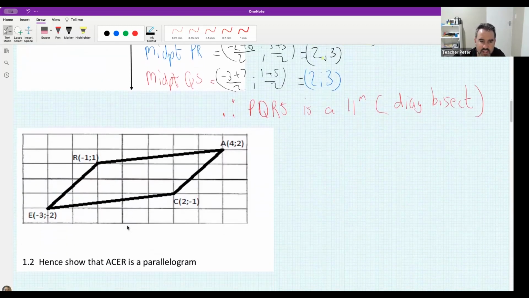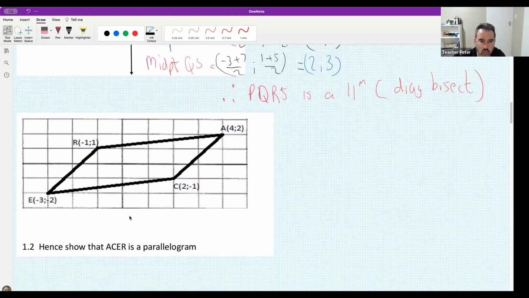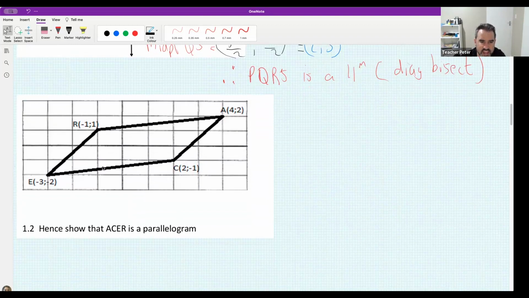So here's a question. Show that ACER, notice how the order is preserved, is a parallelogram. So over to you guys. And tell me done when you're done.